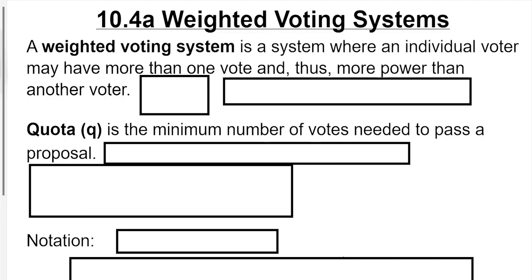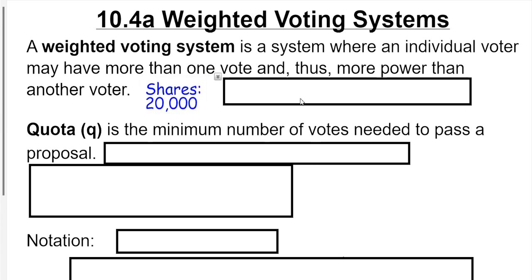Today's lesson is over 10.4a, weighted voting systems. A weighted voting system is a system where there are weights to people's votes. An individual may have more than one vote and thus more power than another voter. It sounds unfair, but it's more in relation to businesses where there are stocks.